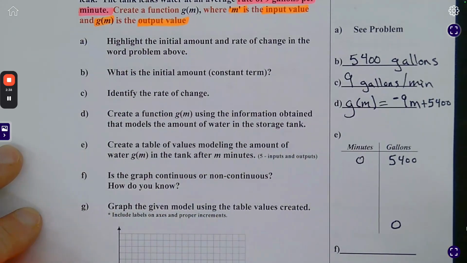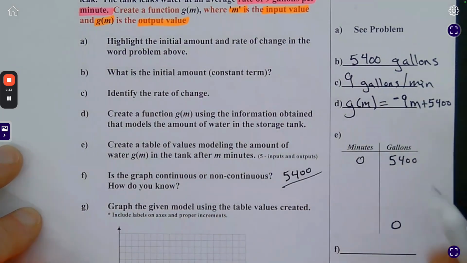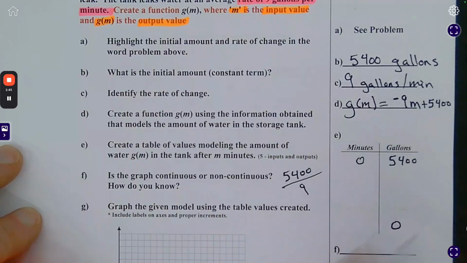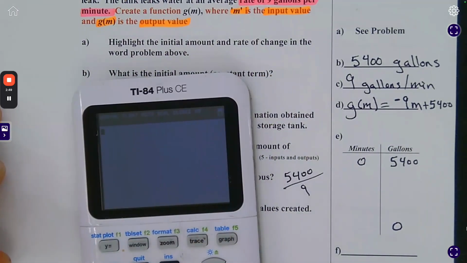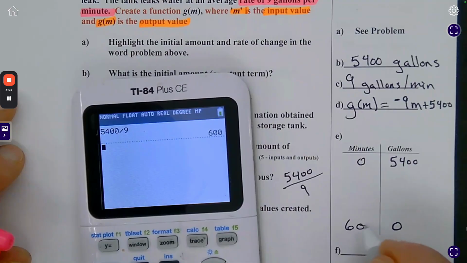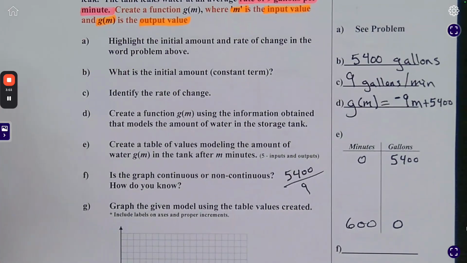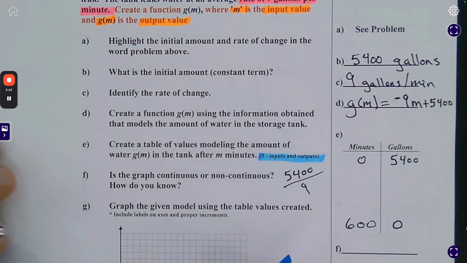So how I'm going to do it is I'm going to take my total amount of gallons in the tank and divide it by the rate at which it flows out. And if I do that, it's going to tell me how many minutes it took for the tank to empty. So 5,400 divided by 9. That means 600 minutes. Okay, so now it also tells me, hey, we want you to make a table with 5 inputs and 5 outputs.